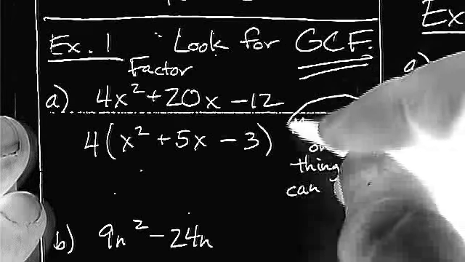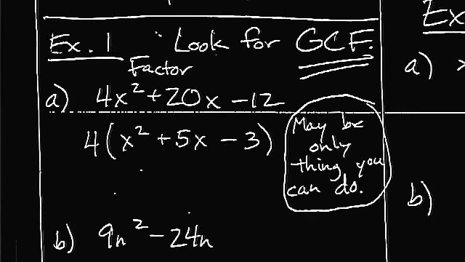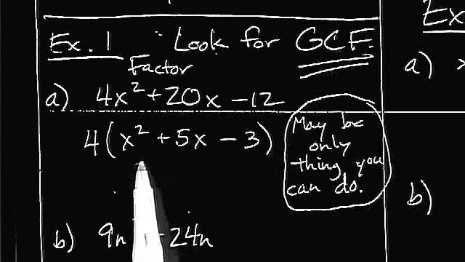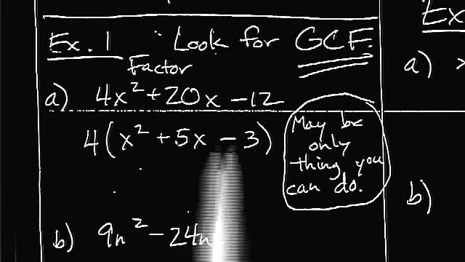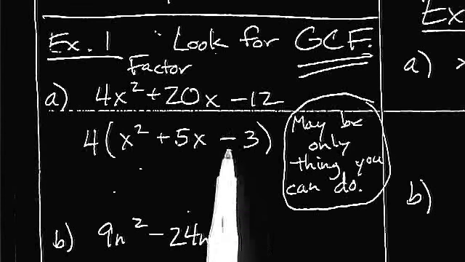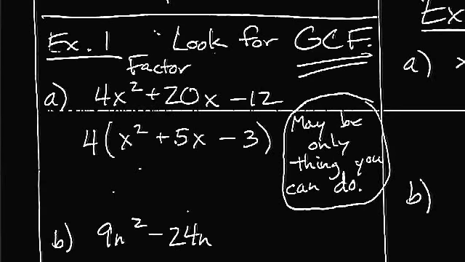I say that because you may come across a question on a quiz or a test where that's it. That's all I was asking you to do, was pull out the greatest common factor. This part right here does not factor any further. We're going to do a lot of them in this particular lesson where these three things will factor. But this does not factor because you can't find any factors of 3 that have a difference of 5. None. The only factors of 3 are 3 and 1, and their difference is clearly not 5.